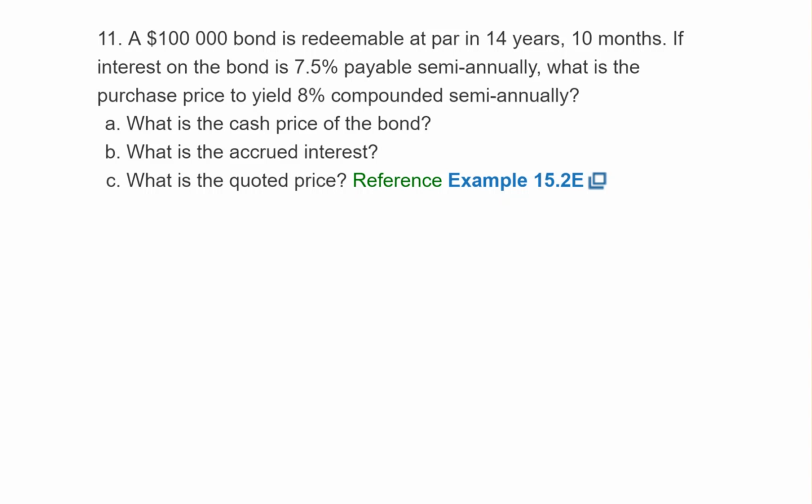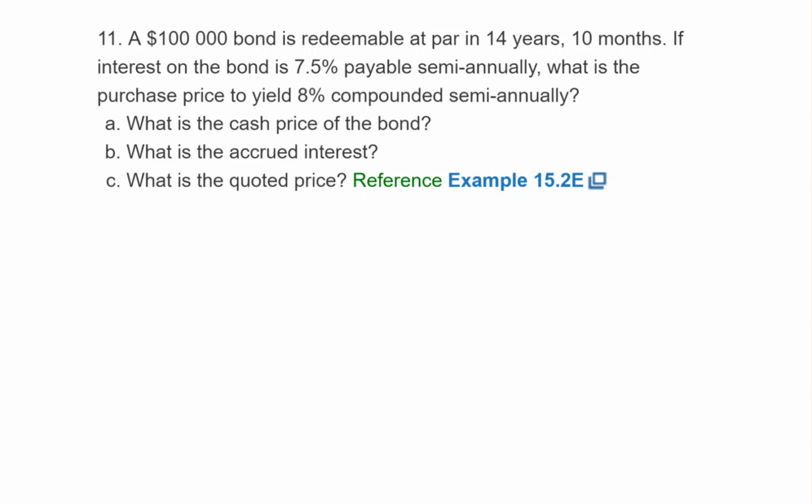Let's do this question, number 11, which deals with cash price or selling the bond before and between an interest date. Number 11 reads: a $100,000 bond is redeemable at par in 14 years, 10 months. If interest on the bond is 7.5% payable semi-annually, what is the purchase price to yield 8% compounded semi-annually?